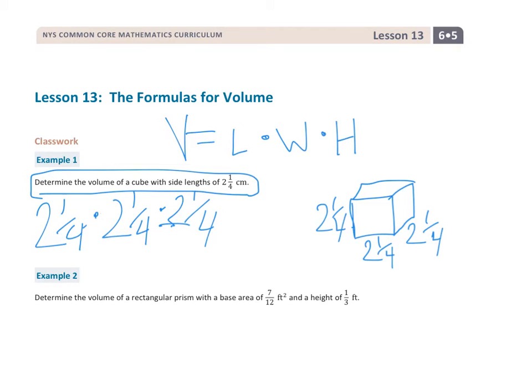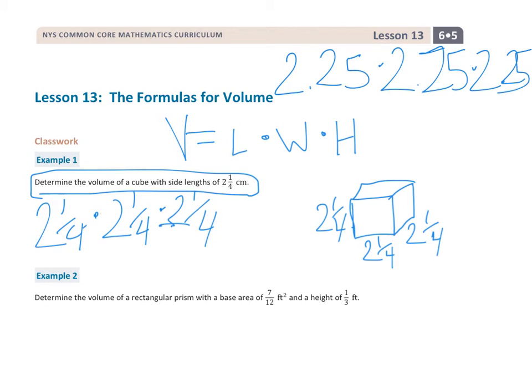Well, decimals only come in tenths, and there's nothing you can do to 4 to turn it into 10, but decimals come in hundredths. So we know that really this is 2 and 25 hundredths times 2 and 25 hundredths times 2 and 25 hundredths. Go ahead and plug that into a calculator and write down your answer.